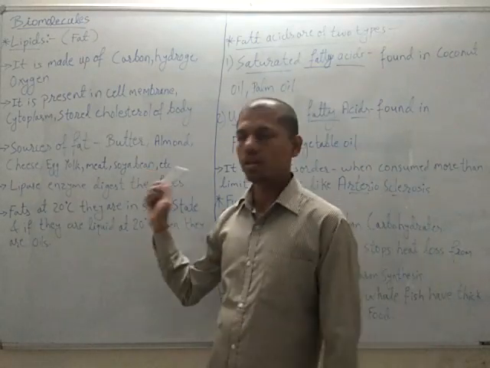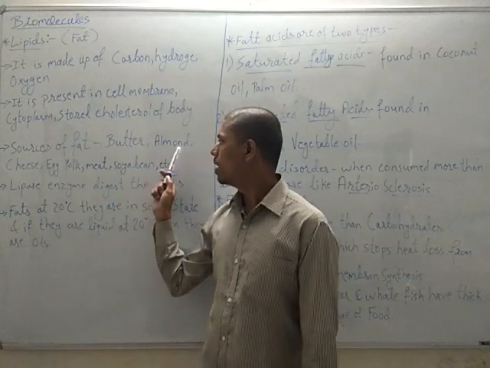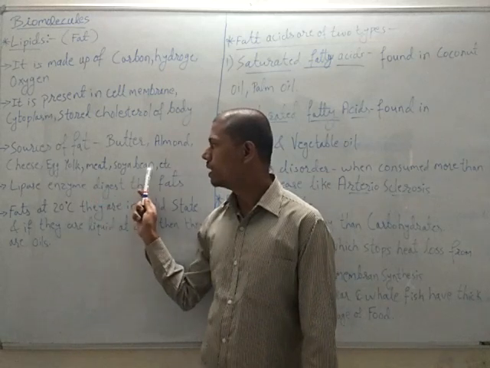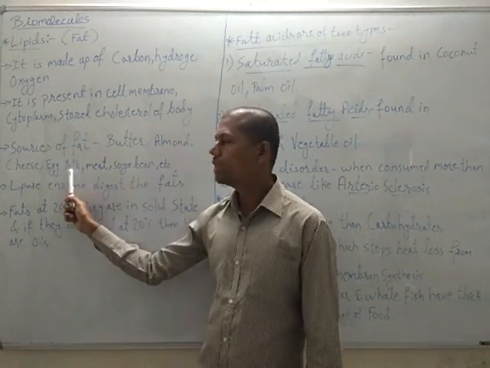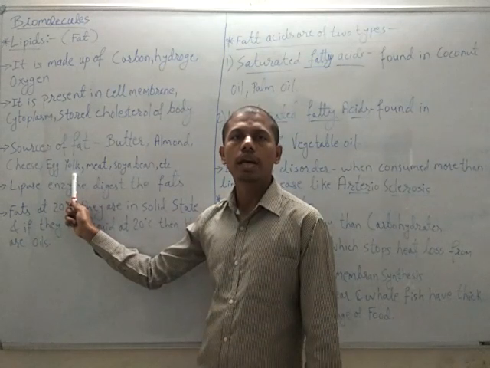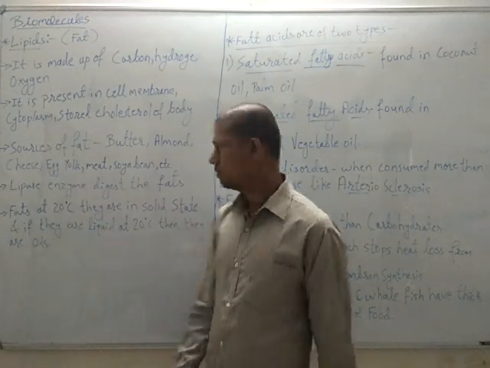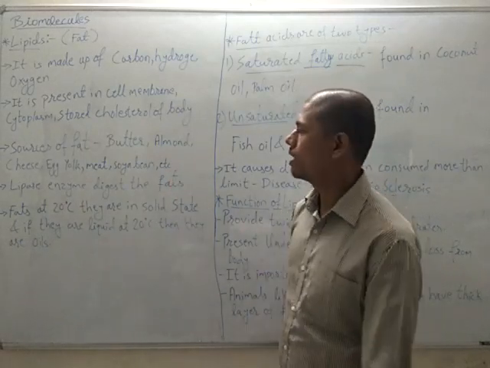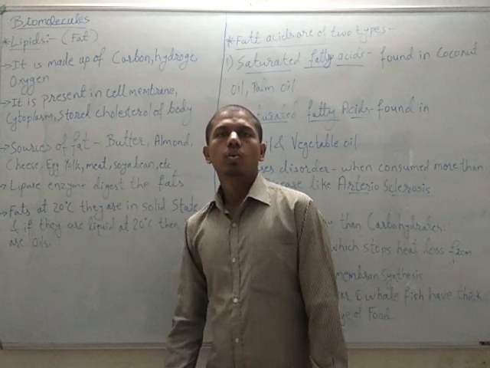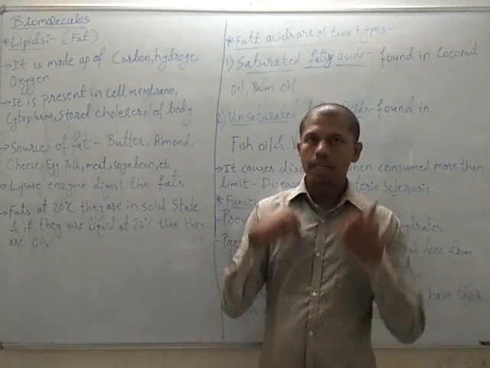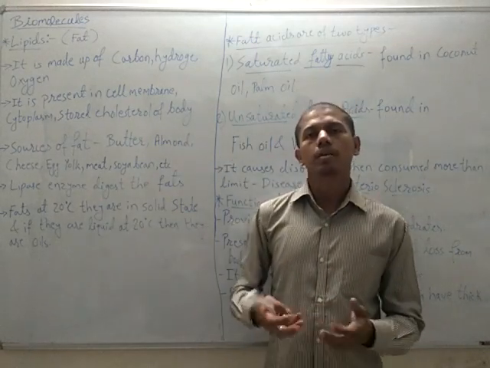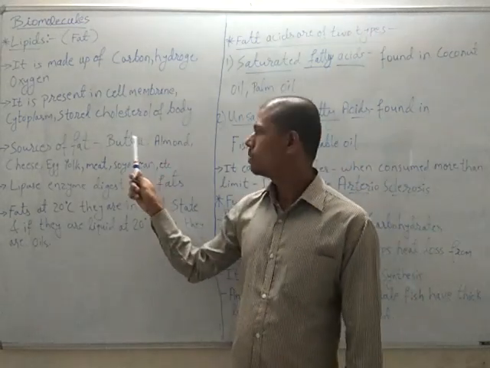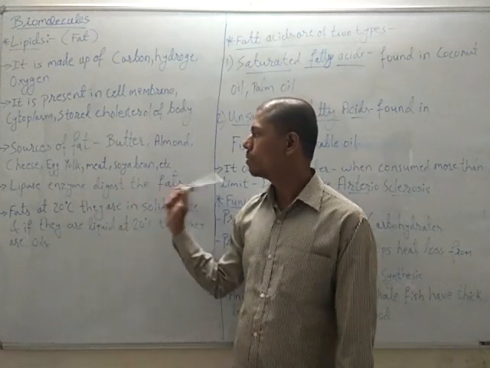So what are the sources of fat? Butter, almond, cheese, egg yolk, meat, soybean. Egg yolk means the yellow portion of the egg. Almonds are also a good source of omega fatty acids. So when we eat the food and sources of fat like butter, almond, cheese, egg yolk, meat, soybean.